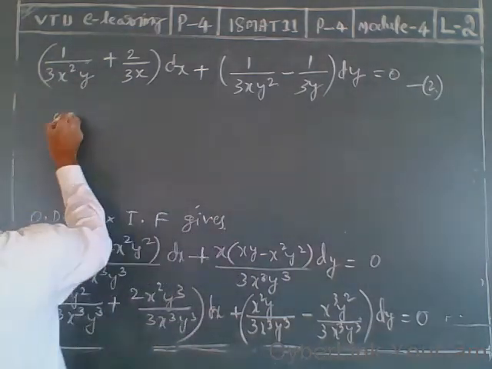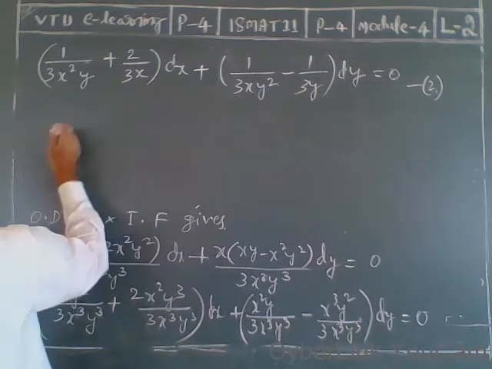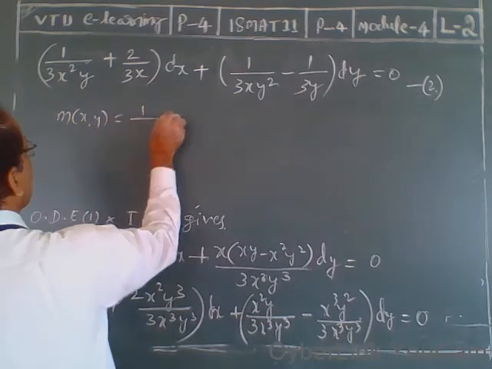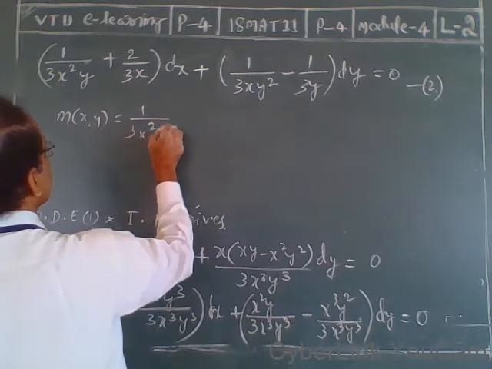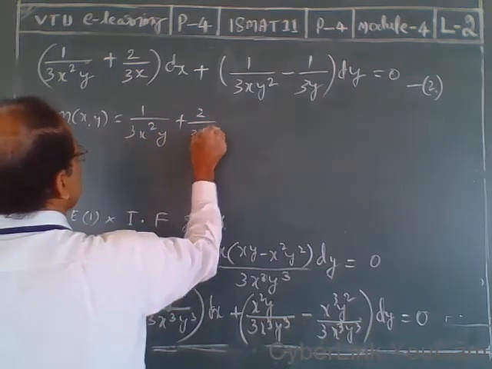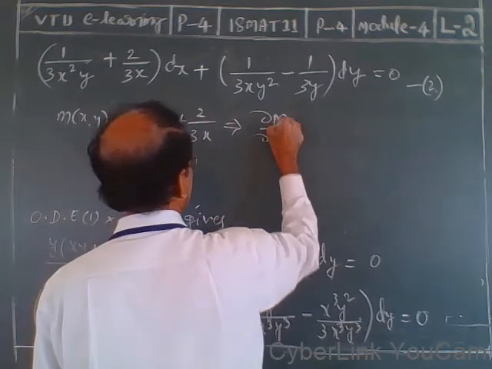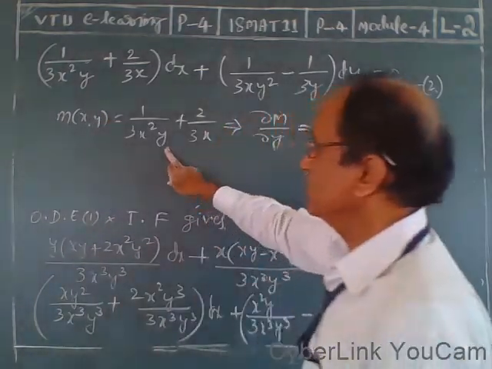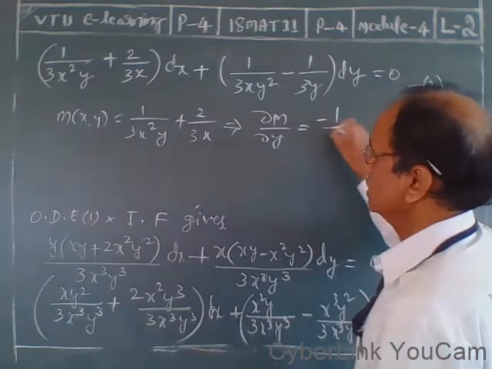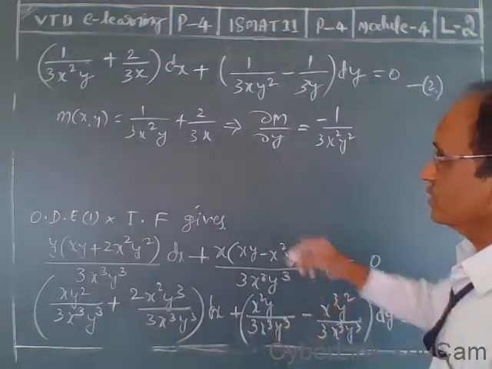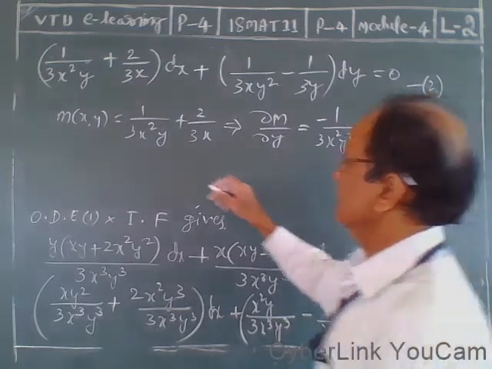Let us verify. M of x comma y is equal to 1 by 3 x square y plus 2 by 3 x, implies del M by del y. What is that? With respect to y, differentiation is minus 1 divided by 3 times x square y square, and this is 0. Okay, that's all.